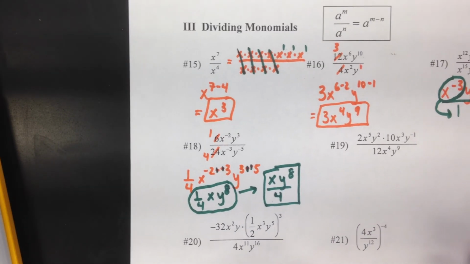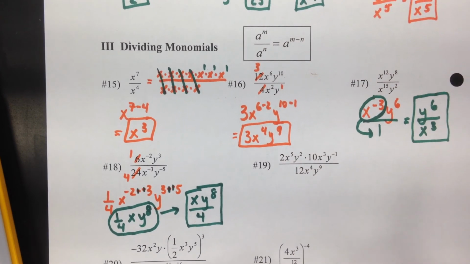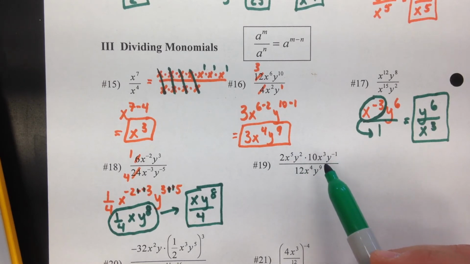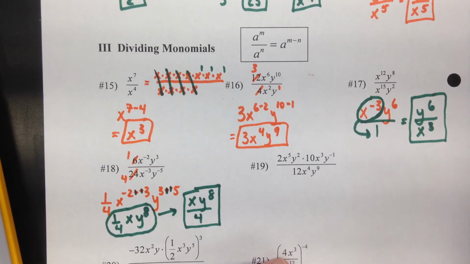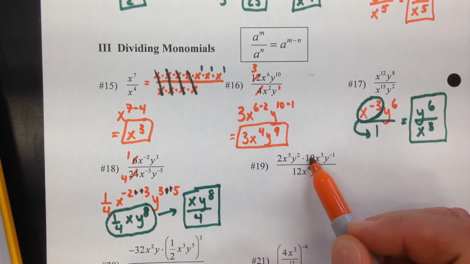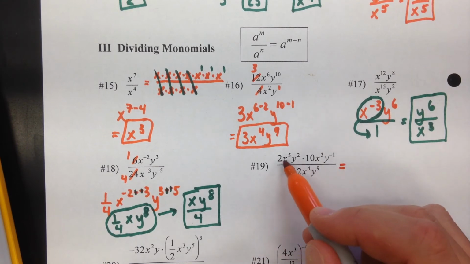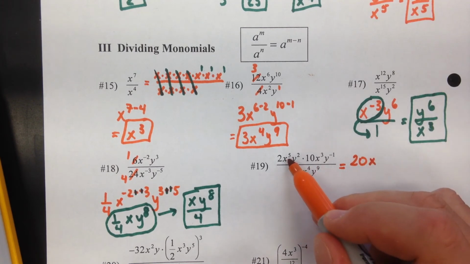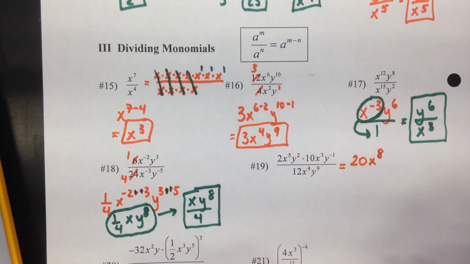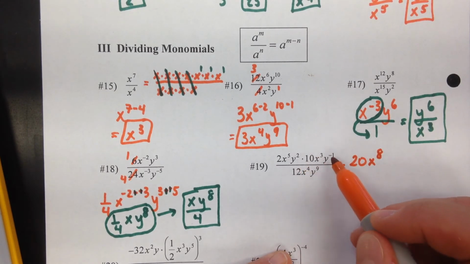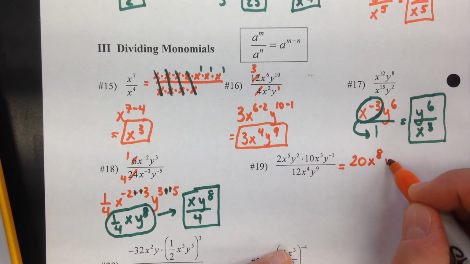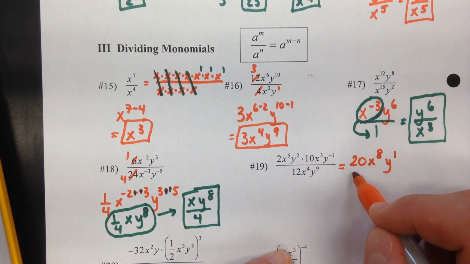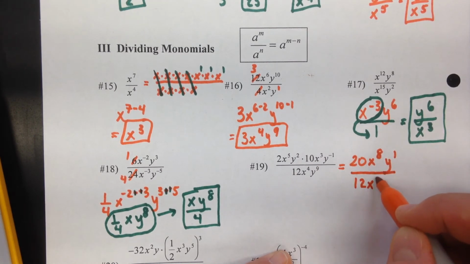So we got a few more examples here. We've got number 19. Lots of stuff going on here. Before you do the division, simplify the top, simplify the bottom. And in this case, we're going to simplify the top. The top, we're going to multiply these two monomials, these two terms. So 2 times 10, 20. X to the 5th times x to the 3rd. When you multiply the variables, you add the exponents. So that's x to the 8th. Y to the 2nd times y to the negative 1. That's going to be add the exponents. 2 plus negative 1 is 1. Over 12, x to the 4th, y to the 9th.